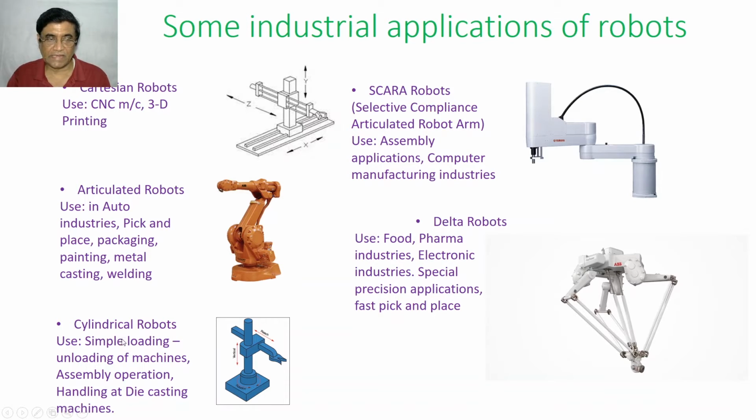Then you have a cylindrical robot, not so costly, but very useful for simple loading and unloading of machines. Okay, so you can load and unload, do bin picking, all kinds of activities, assembly operations, and some handling at die casting machines. Those hazardous die casting machines and other hazardous environments can be served with this kind of cylindrical robot, which is not as costly as an articulated robot.